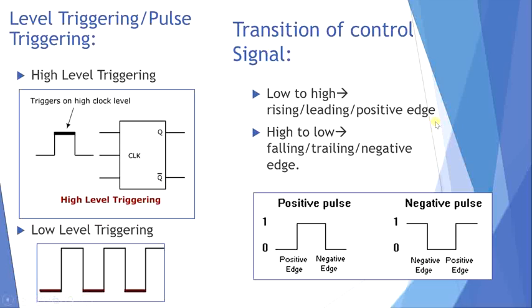Whereas when the transition of the control signal from its high to low value, that is logic 1 to logic 0, occurs, it is called the falling or the trailing or the negative edge triggering. So you have a positive edge in this particular case, you have a negative edge in this particular case. So in both the pulses, if you observe, you have both positive edge and negative edge.